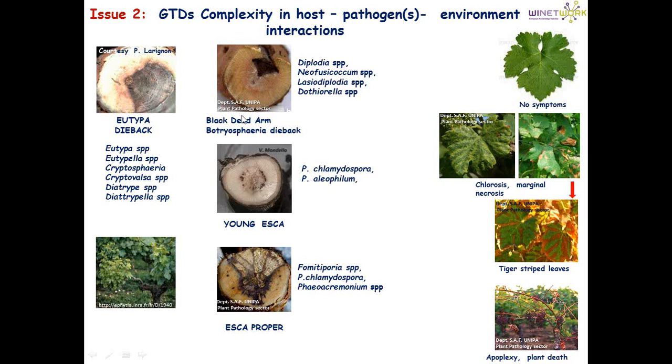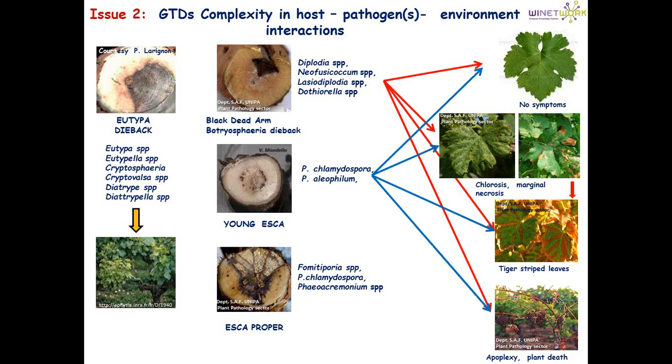For instance, Botryosphaeria dieback-affected vines can produce no symptoms, or chlorosis, or necrosis, or marginal necrosis that maybe can become like tiger-stripe leaves, or also Botryosphaeria can produce the death of the plant. But in the same way, young esca, for instance, could reproduce the same situation. So we can have plants affected by young esca that cannot show symptoms, that show symptoms on leaves, and maybe also can show apoplexy. And the same for the esca proper.